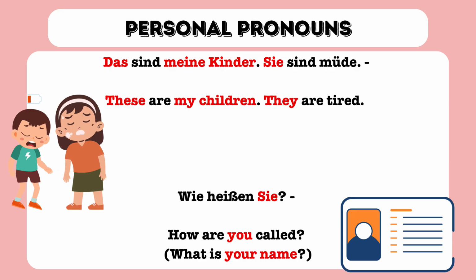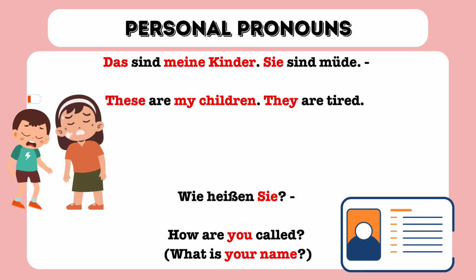"Das sind meine Kinder. Sie sind müde." These are my children. They are tired. Sie in this one is referring back to meine Kinder, which are my children. This is a plural noun, so regardless of the fact that it's das Kind for the singular, we still use the plural pronoun sie to mean they. "Wie heißen Sie?" How are you called? What is your name? Sie in this sentence is you, and this is the one we use for the formal version.